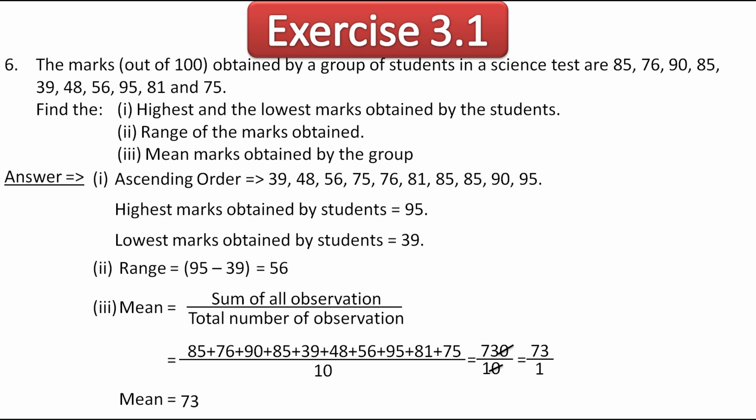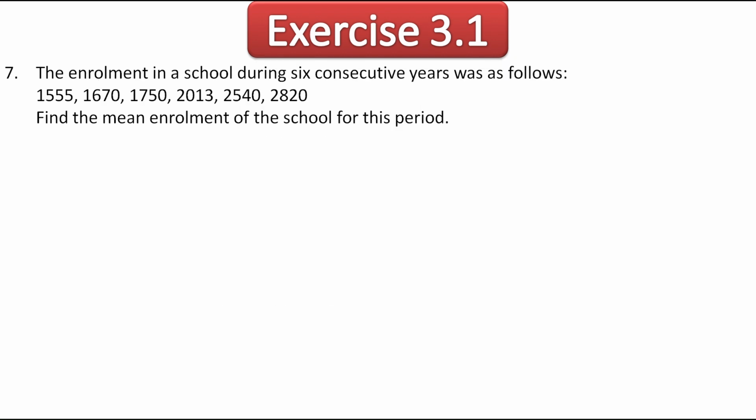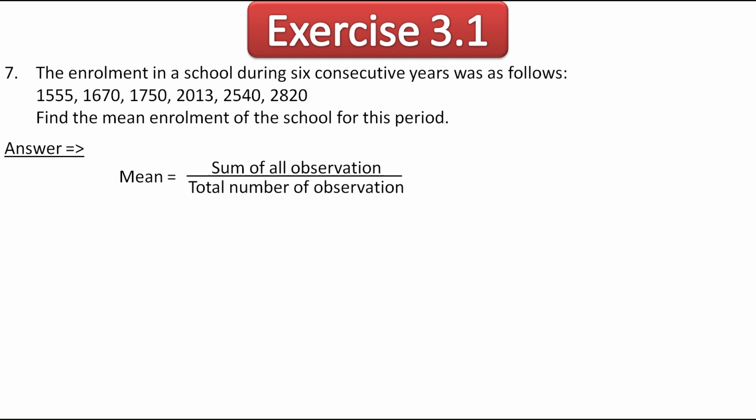Okay. Let's move to the next question, that is the seventh one. The enrollment in a school during 6 consecutive years was as follows. These are the enrollments of the students in each year, for 6 years. Find the mean enrollment of the school for this period. So that means we have to find the mean. We know the formula, mean is equal to the sum of all observations upon the total number of observations. Here we add all the observations they have given and divide by 6, because this is for 6 years.